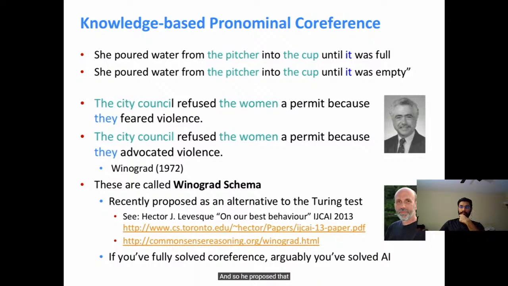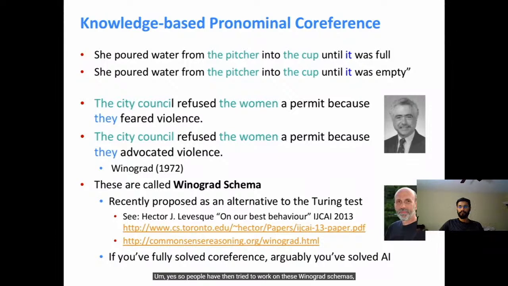And so he proposed that these Winograd schema would be a good alternative to the Turing test as a way of measuring intelligence. And actually, they're just coreference decisions, right? So there's sort of a claim here that if you can do coreference right 100% of the time, you've solved artificial intelligence, in that you can encode knowledge of the world into coreference problems.